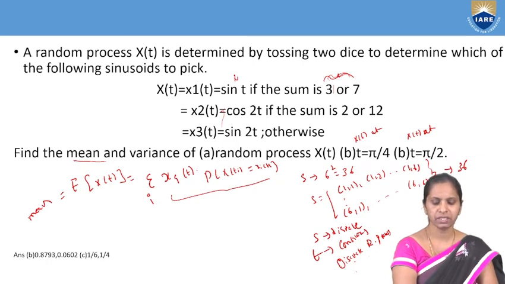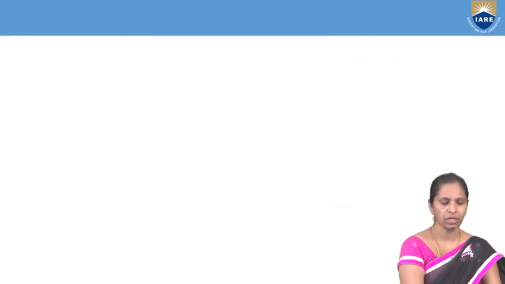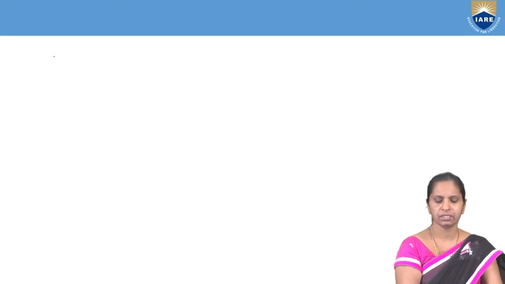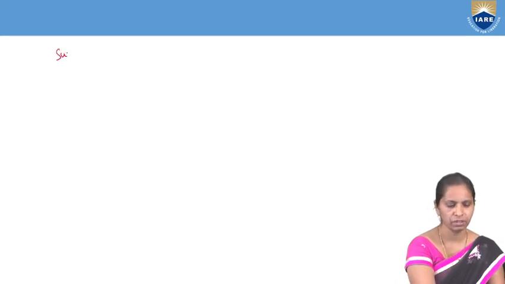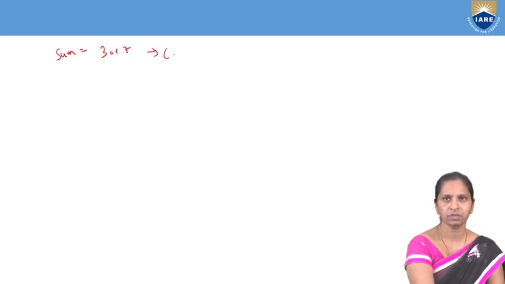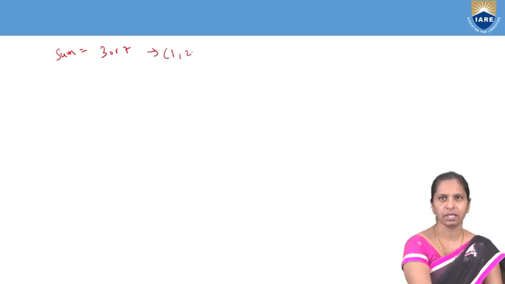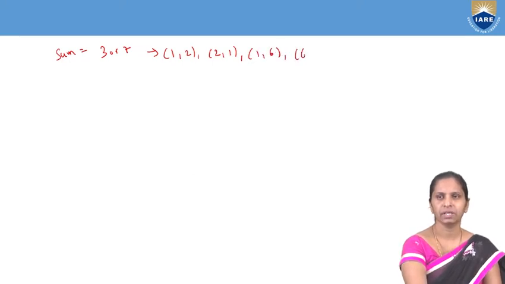What is the first case? Sum is 3 or 7. So when will I get sum equals to 3 or 7? What are the possibilities for this? First die 1, second die 2. First die 2, second die is 1. And to get the sum 7, first die is 1, second die is 6. And first die is 6 and second die is 1.